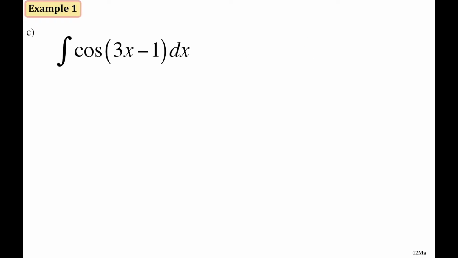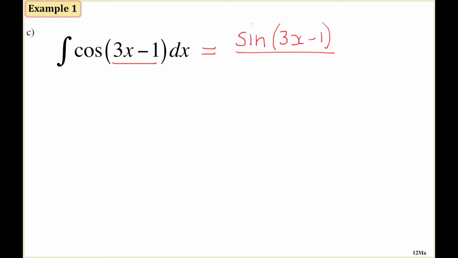Example 1, part C. Now we're upping the level of difficulty just a little bit because our angle is not just an x. So remember, the integral of cos is sine. So we can write down the sine of our angle. The angle never changes. But we divide by the derivative of the angle. Now the derivative of 3x take 1 is 3. And then we put our plus c on the end. And that's how it works.